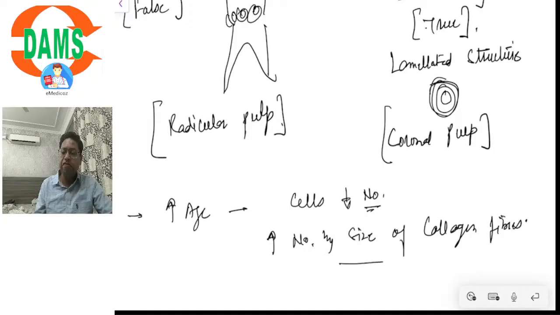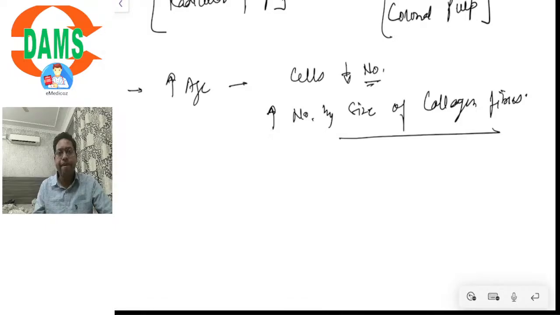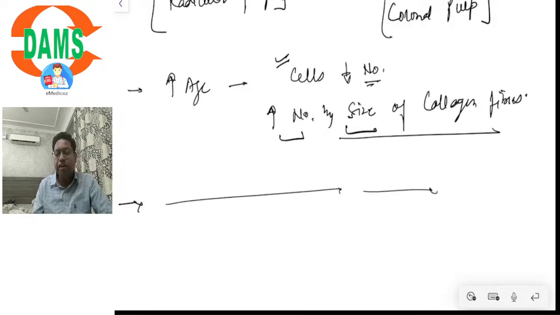Type 1 collagen fibers, but traces of type 3 collagen fibers are present in the dental pulp. So it consists of both type 1 and type 3 fibers, and their size as well as the number increases with age, and the cellular components decrease in size with age. So these are the different aspects of the structure and functions of dental pulp. That was the topic for today.